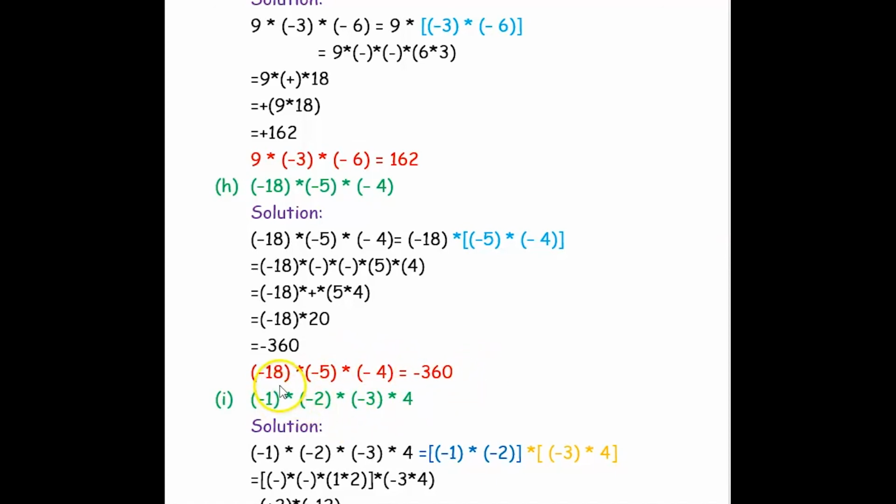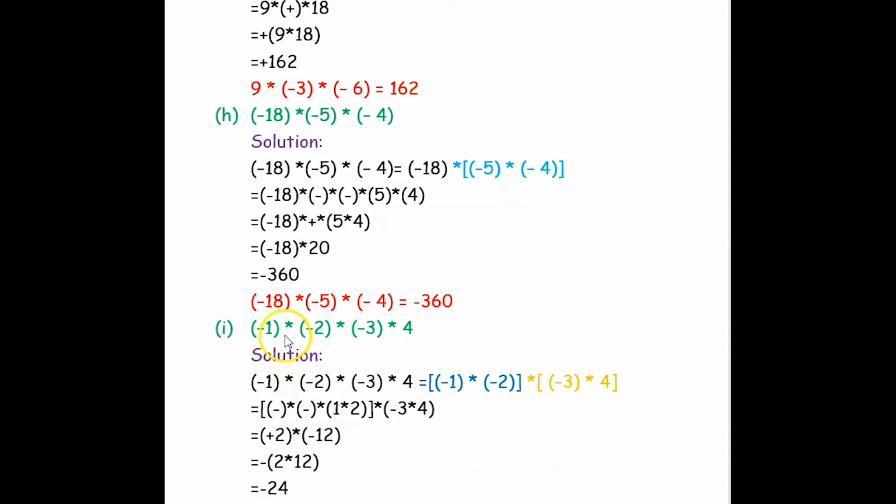So clearly we can say here, if you multiply an odd number of negative integers, then our answer should be a negative number. So we can blindly write the negative sign and we can multiply all the integers separately. Next question is negative 1 into negative 2 into negative 3 into 4. So now here also we have 3, an odd number of negative integers. So we can associate or we can directly write the negative sign and multiply all the integers separately.